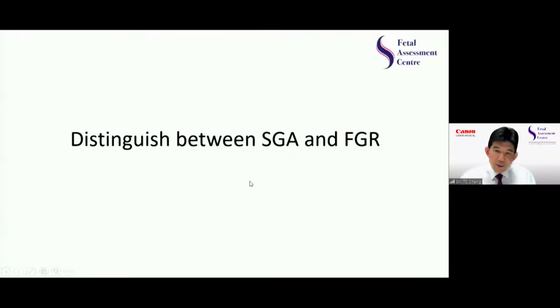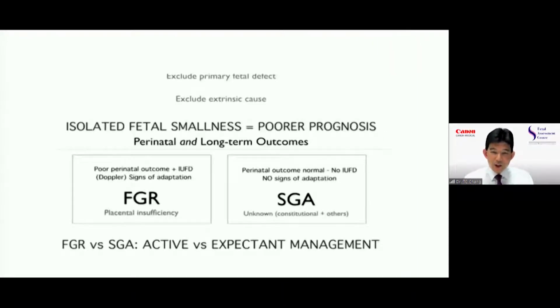We move now to the point which is not just philosophical, but actually practically important, and we need to distinguish between smallness for gestational age, SGA, and fetal growth restriction, FGR. We believe that SGA is constitutional and there are no signs of adaptation. The perinatal outcome is normal, whereas in true fetal growth restriction, the pathology is placental insufficiency and there is a poor perinatal outcome. Therefore, we should distinguish between the two.